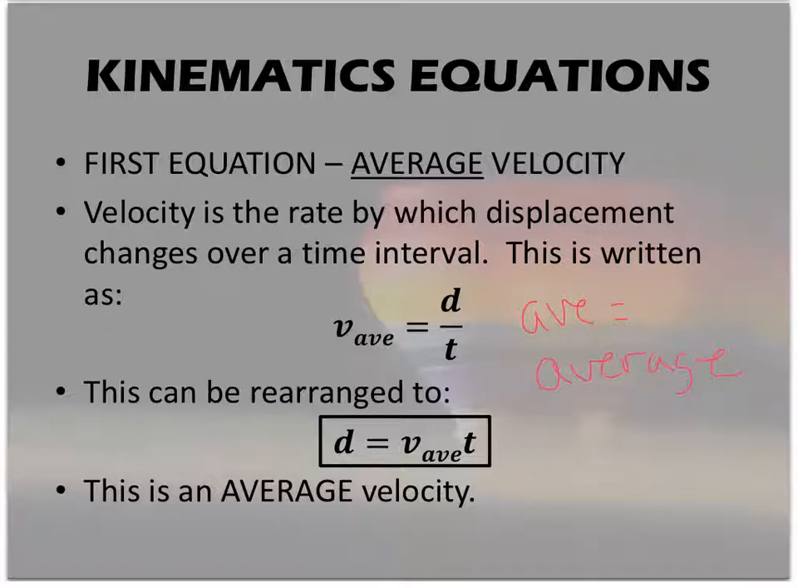We can rearrange this, and it's preferable for us to rearrange it into d equals v_av t, and a lot of times I'll just say v. So d equals vt. This is going to be preferential to us later on when we start to calculate some more advanced equations, and we're going to take a look at how this average velocity is used coming up in some of the time-dependent and time-independent equations.